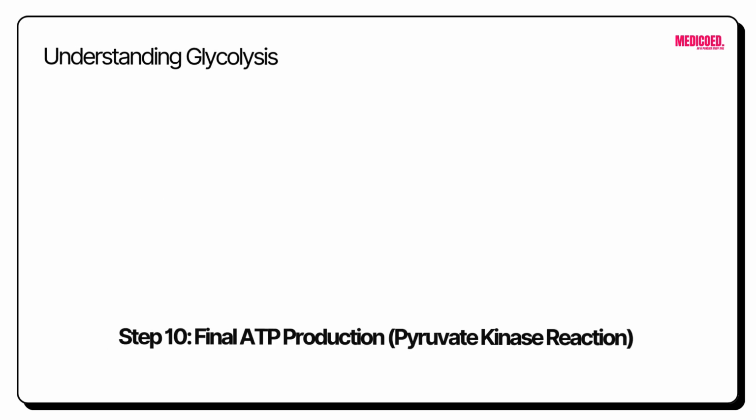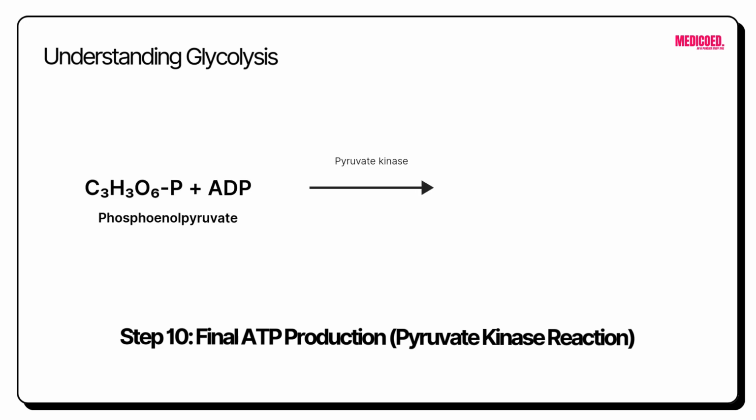Step 10. Final ATP production, pyruvate kinase reaction. Phosphoenolpyruvate donates a phosphate group to ADP, forming ATP and pyruvate, the final product of glycolysis.